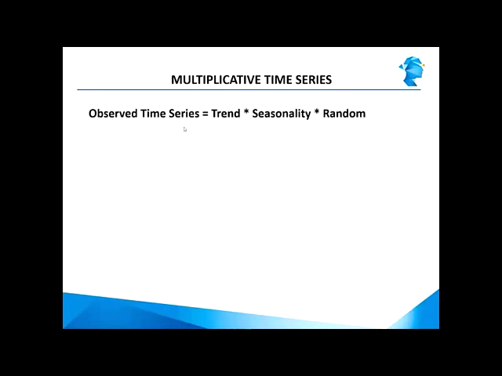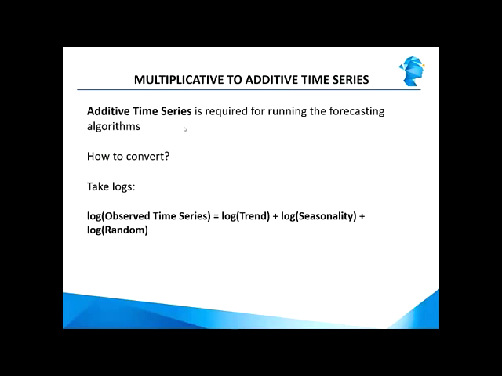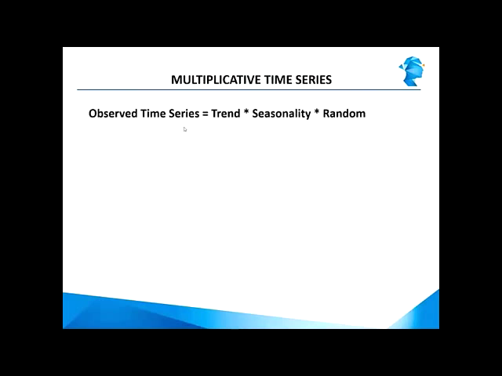For our forecasting algorithms, what we need is an additive time series. All the forecasting algorithms are formulated or written based on the assumption that the time series is additive. And hence, if we have a multiplicative time series in hand, we need to convert it into an additive time series. How do we do that? So, in case of a multiplicative time series, the trend, seasonality, and the random components need to be multiplied.